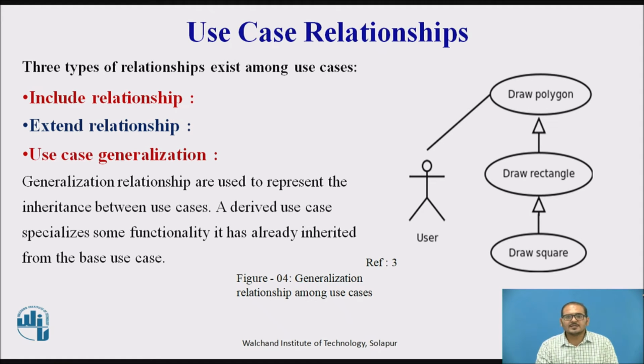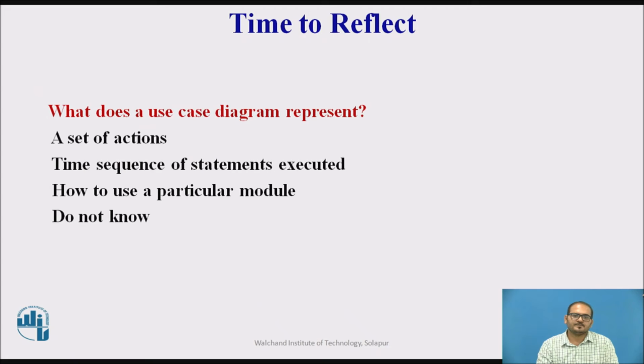Now the rectangle is a particular instance of a polygon having 4 sides at right angles to each other. So the use case draw rectangle inherits the properties of the use case draw polygon and overrides it.